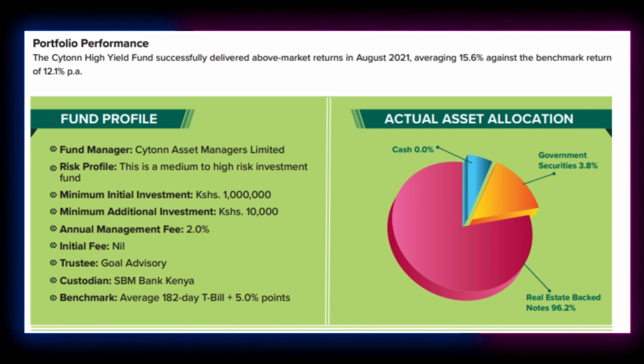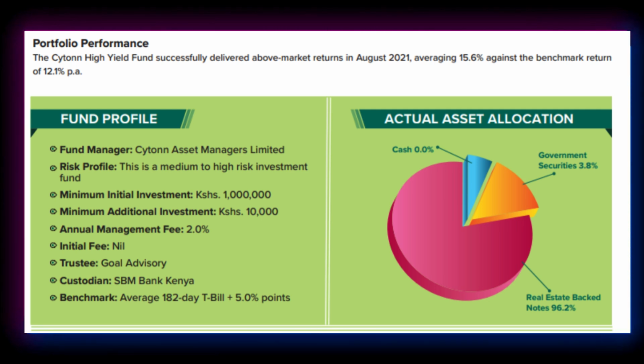Okay, the minimum initial investment at that particular time was 1 million Kenyan shillings, and the minimum additional investment was 10,000 Kenyan shillings. The annual management fee was 2%. The initial fee was none. The trustees are Gold Advisory, and the custodian is SBM Bank Kenya. And you can see they benchmarked their returns on the average 182-day T-bill plus 5% points.